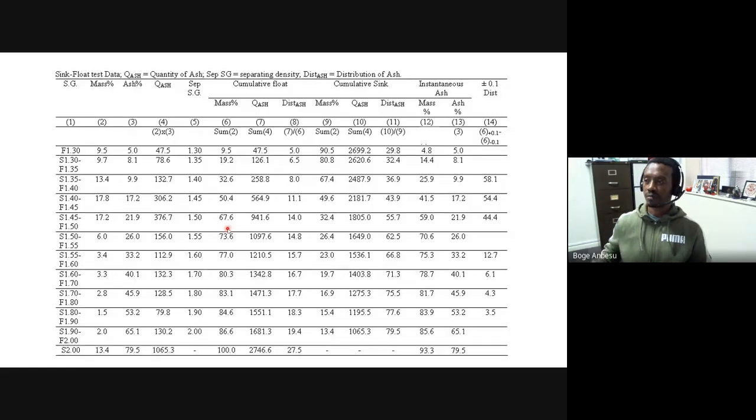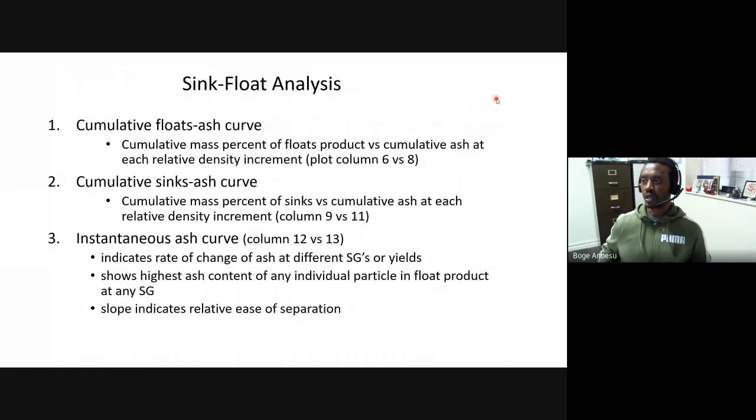And washability curves are actually based on this table here, where we look at different scenarios, including, for example, cumulative floats, cumulative sink. If it's a coal, then you could also look at ash content, and you could work out separating density and the differences between different separating densities and so on. So I will talk about how we do this one, okay, and what they mean.